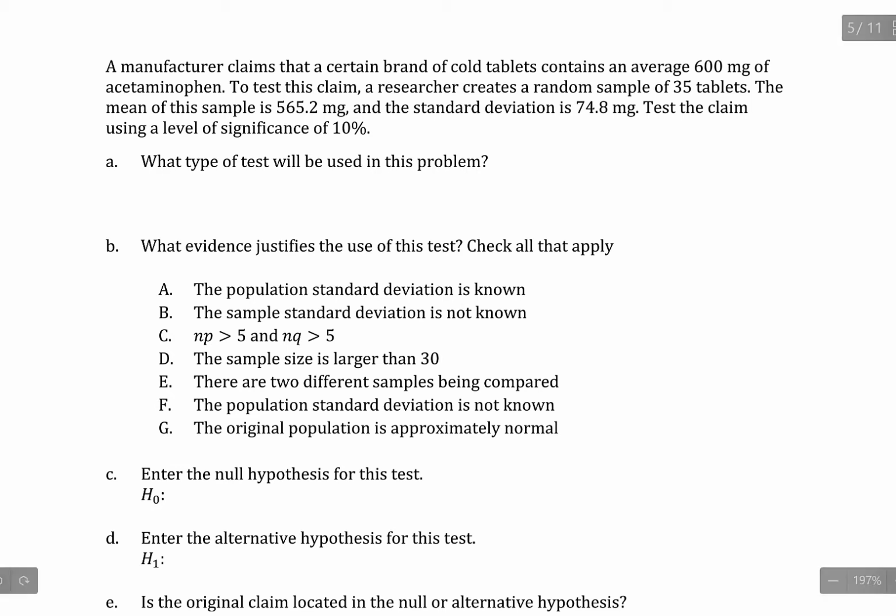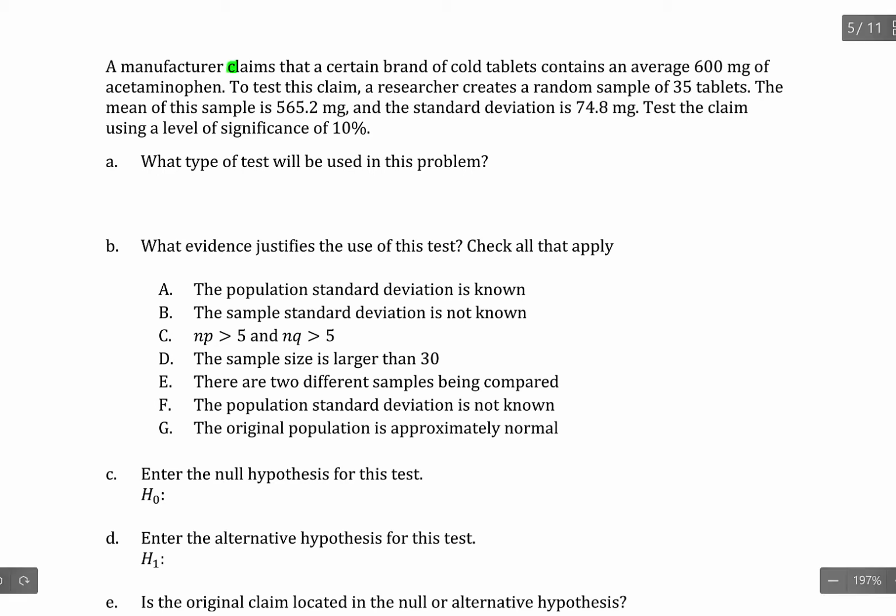So what type of test will be used in this problem? The options that we have here are a test for the mean, a test for a proportion, a test for two sample means, and if we're testing the mean, whether we want to use a normal or t-distribution. If we pick out the claim, we can generally determine this pretty easily.